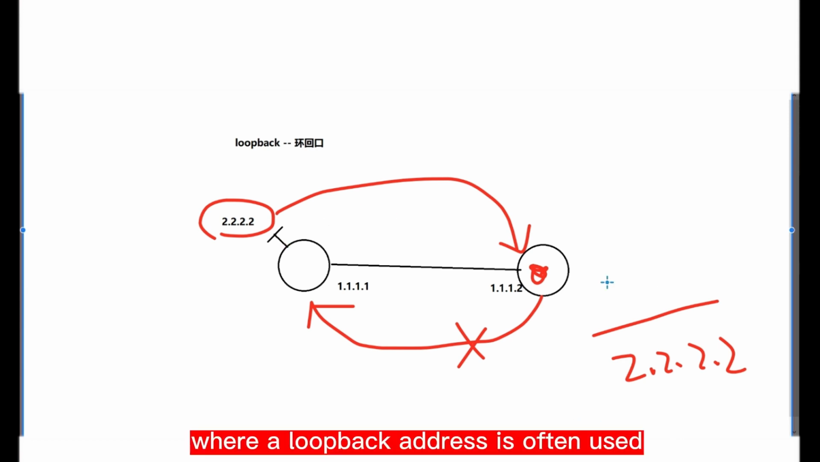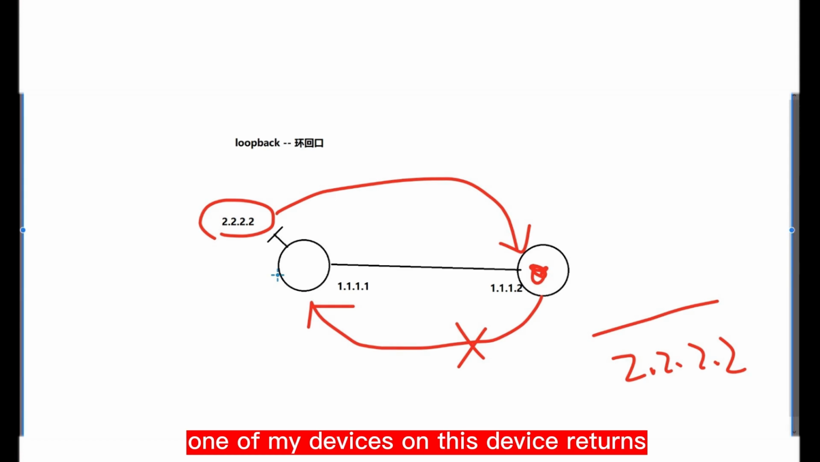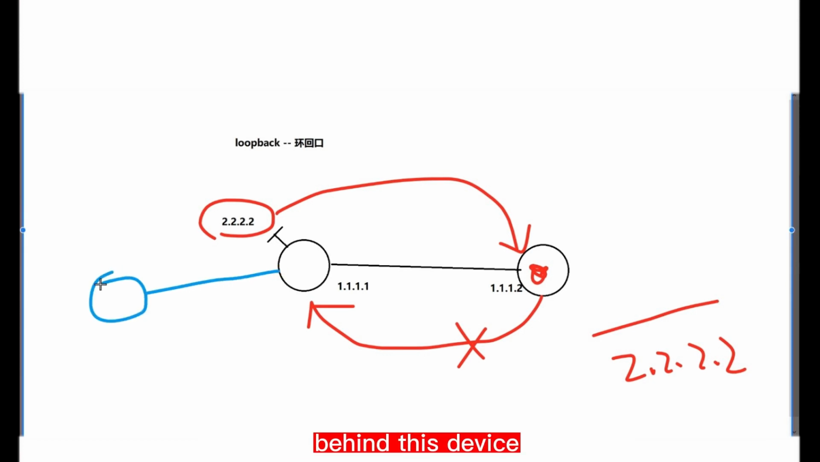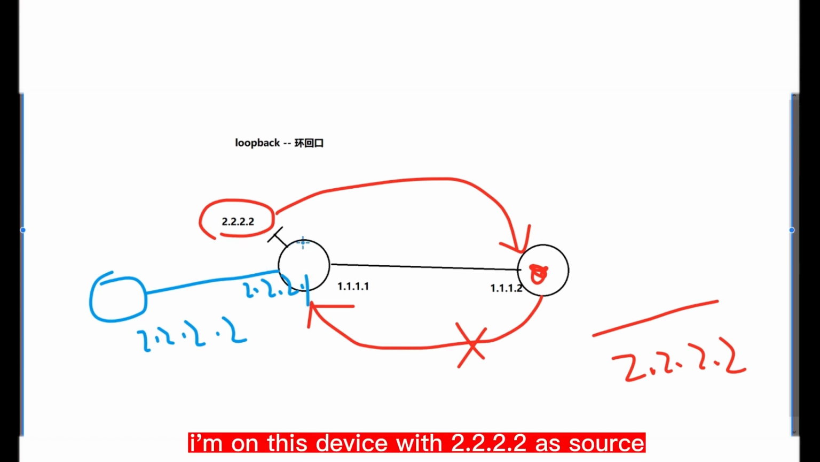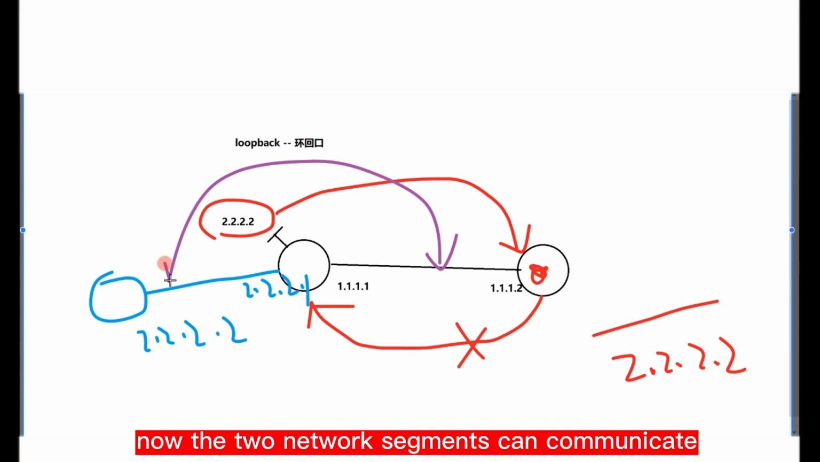Where are loopback addresses often used? Used to simulate a network segment behind this device. One of my devices on this device has a loopback configured at 2.2.2.2. It is equivalent to connecting a device behind this device. This device is 2.2.2.2. Here is 2.2.2.1. I'm on this device with 2.2.2.2 as source to ping this 1.1.1.2. Now the two network segments can communicate.